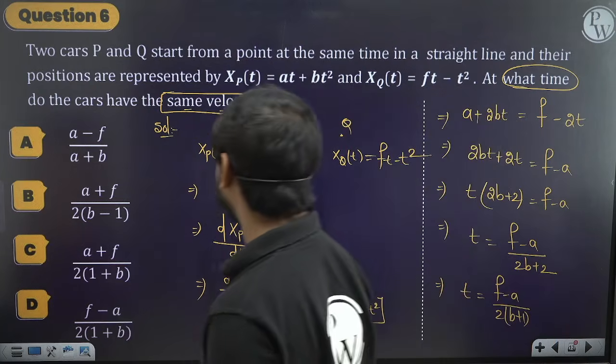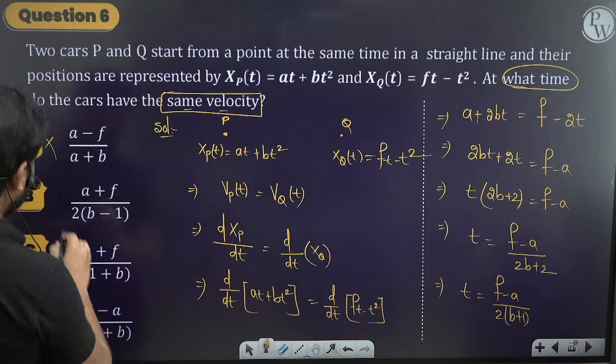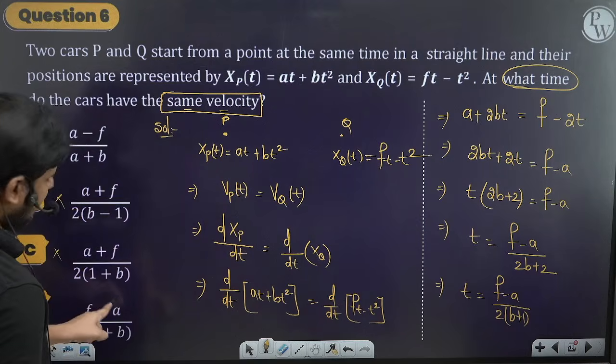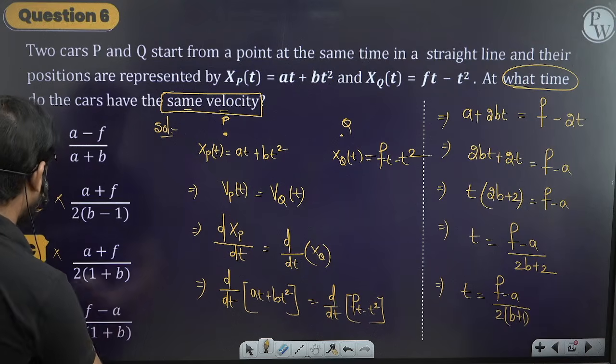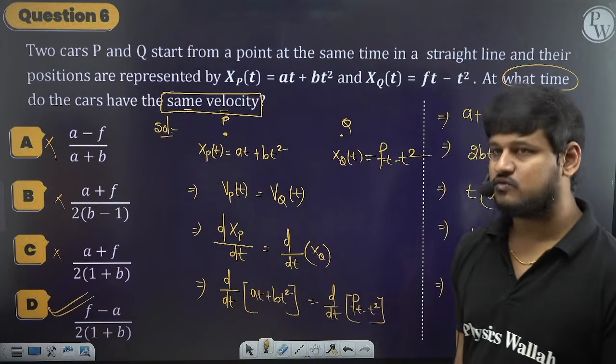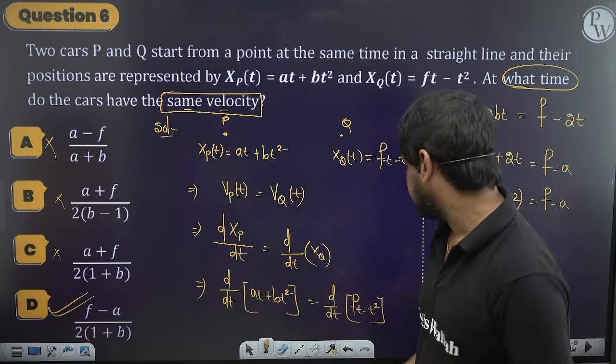So check the option. A minus f, no. A plus f, no. A plus f, no. F minus a by 2 into 1 plus b or b plus 1, both are the same. So option D is the correct one. Understood guys? Clear the concept? Sure. So next.